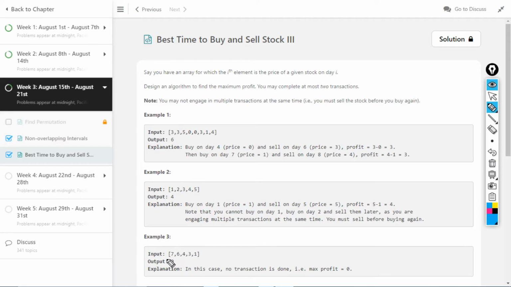If on any of the days we buy, we will get a loss only, so that's why we will not buy. You can easily identify it because 7 is the maximum, then after this 6 is the maximum, then 4 is the maximum, then 3 is the maximum, and then at the end 1 is there. So you cannot buy or sell any stock. This is the simple question explanation.